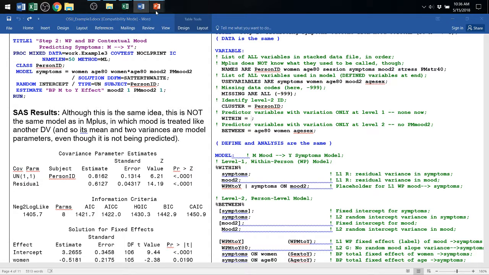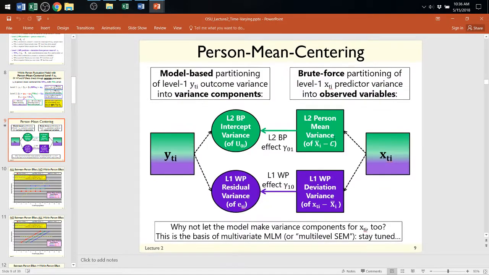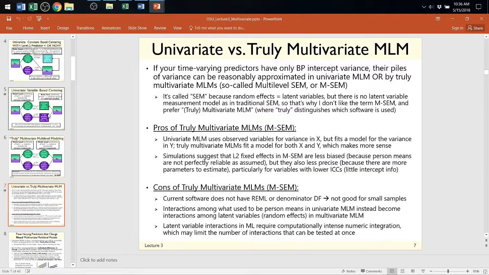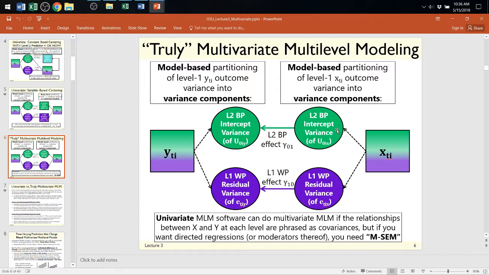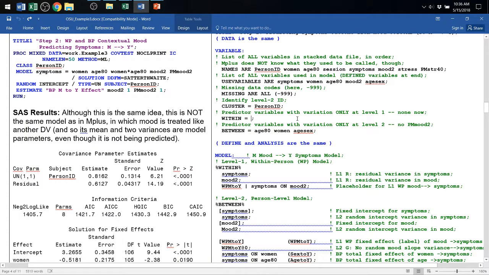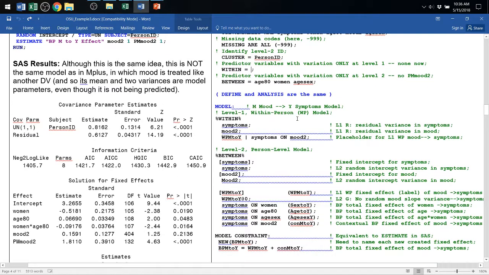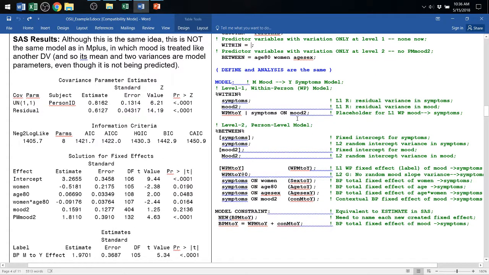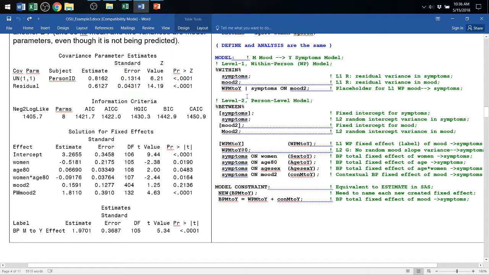Circles. Where's my picture? This one. This is what we're doing. Here's mood, here's symptoms. Circles for everything. So now, both mood and symptoms are part of the likelihood. That means they both have distributional assumptions of multivariate normal at each level. And their means, variances, and covariances are things that the model is trying to find.